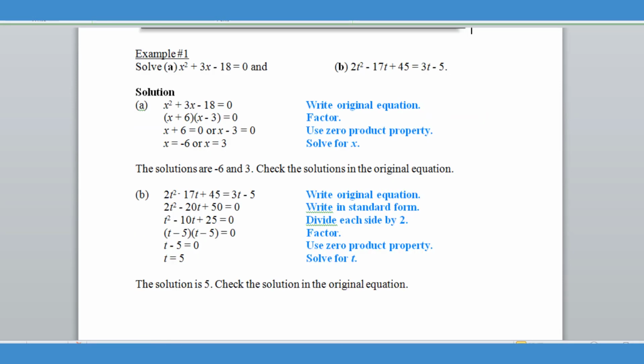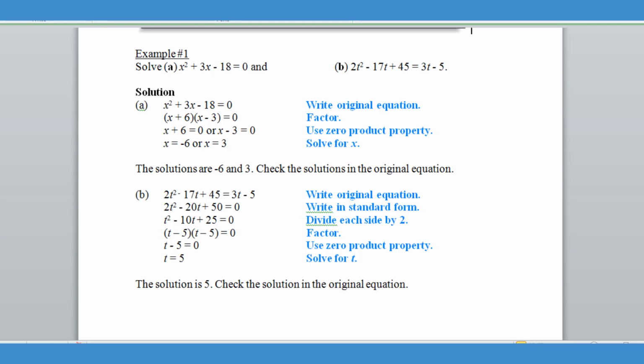Let's take a quick look at some examples. Example 1, part A: we have x squared plus 3x minus 18 equals 0. This is just a simple factoring problem. Once it's factored into x plus 6 times x minus 3, we have two factors equal to 0, so we can break those apart. Then we have two simple linear equations that we can solve for x. Now x equals negative 6 or x equals 3. If you plug negative 6 or 3 back into the original equation, you would get a true statement, which lets us know our solutions are correct.